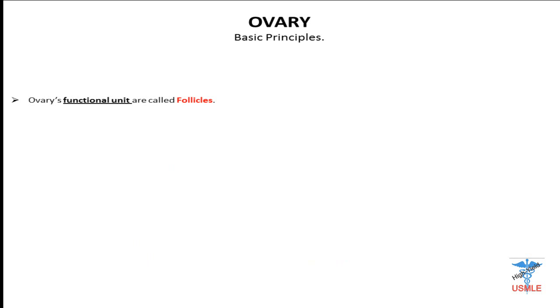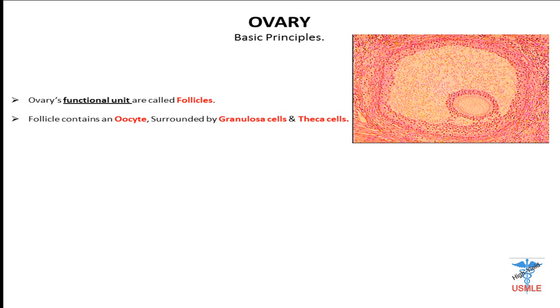Now, ovaries contain these functional units which are called the follicles. Each follicle contains an oocyte surrounded by granulosa cells and theca cells. So if we take a follicle and put it under a microscope, this is what we're going to see. We're going to see the oocyte, which is surrounded by granulosa cells, which is all these cells around here. And surrounding the granulosa cells are these cells called theca cells. So these are all theca cells.